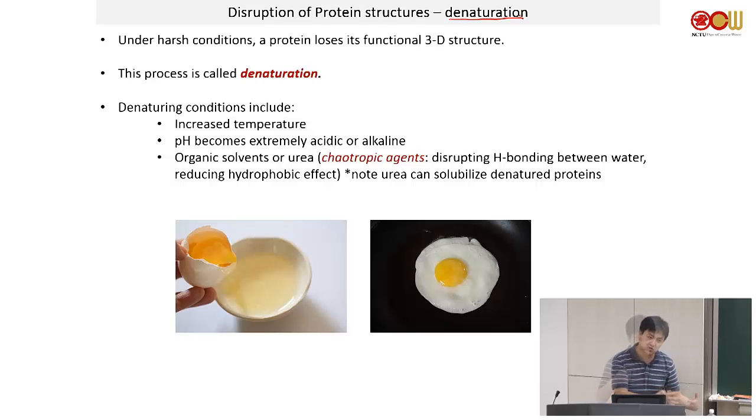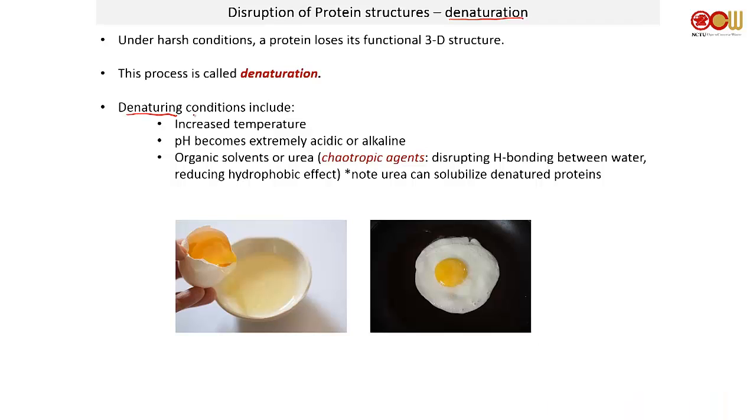Native is like natural, what it's supposed to be. Denaturation means you get rid of its natural structure and you sort of break the protein. You don't fragment the protein, but you destroy its tertiary and secondary structures. So we're going to talk about what the denaturing conditions are. They include several things you can do to a protein to denature it. Of course, the easiest thing would be increasing the temperature.